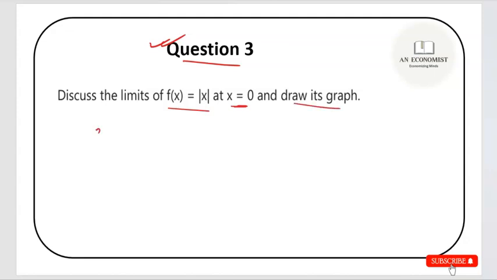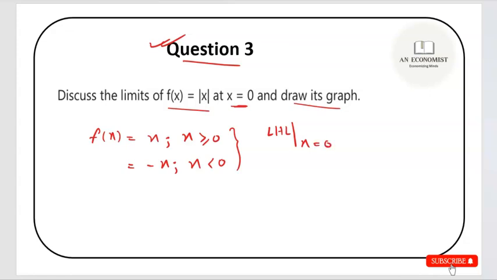If you know the properties of mod, it can be written as f(x) = x when x is greater than or equal to 0, and it is -x when x is less than 0, right? So this is how we can write f(x) = |x|. Now if you want to find the limit at the point 0, first find the left hand limit at x = 0, and what will that be?